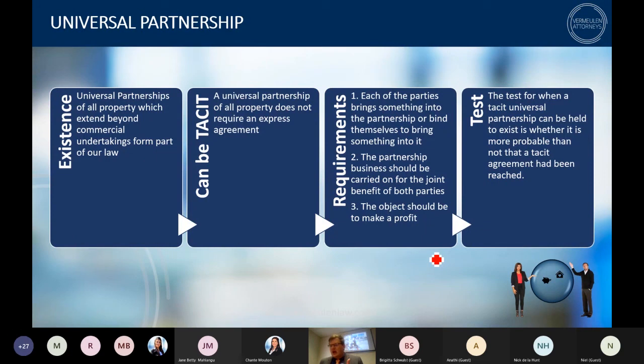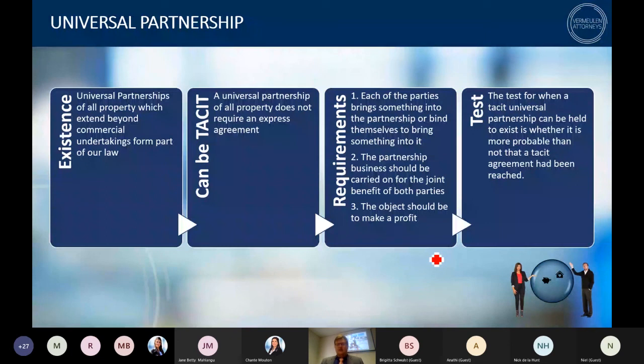There can still be a universal partnership between the parties. There can. It can be tacit. You don't have to have a verbal or even an oral agreement. There can be a tacit agreement that there be a universal partnership. Now, folks, here are the requirements.